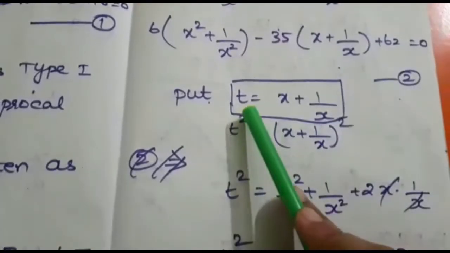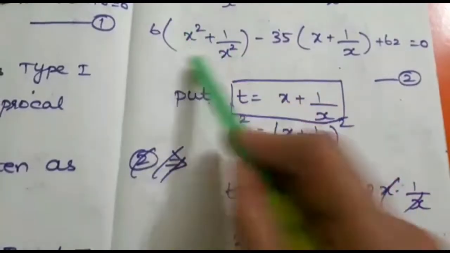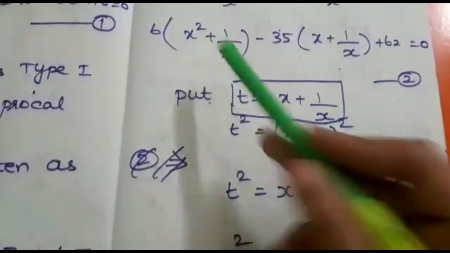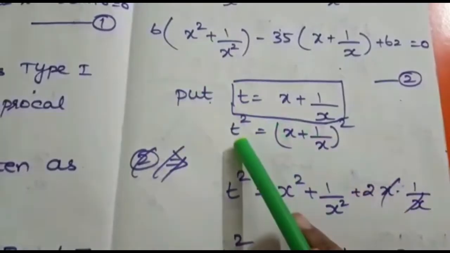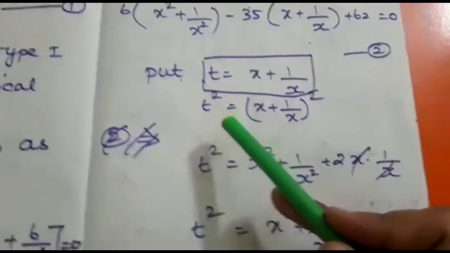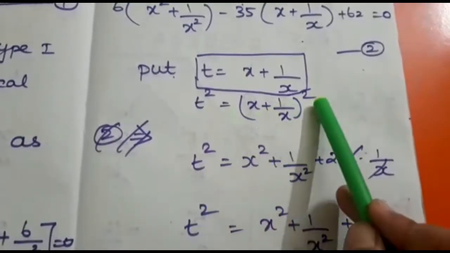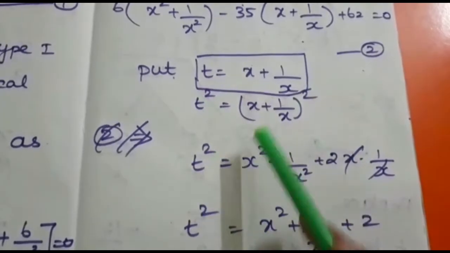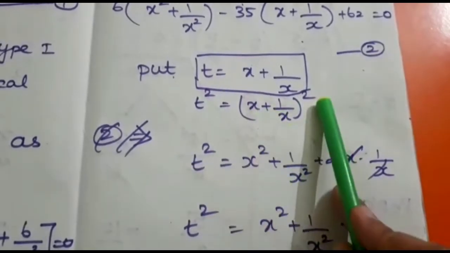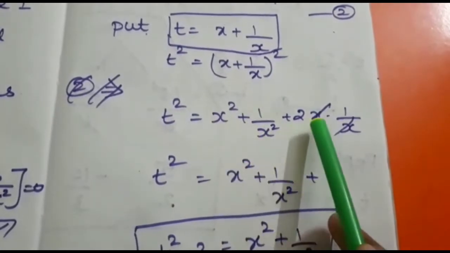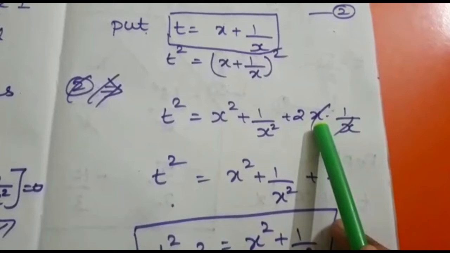So I can substitute t is equal to x plus 1 by x here. Then I want to find out t square. What is t square? t square is nothing but x plus 1 by x whole square. That is, I am squaring on both sides. So t square is equal to, this is the a plus b whole square formula, that is a square plus b square plus 2ab. In the place of a you have x.